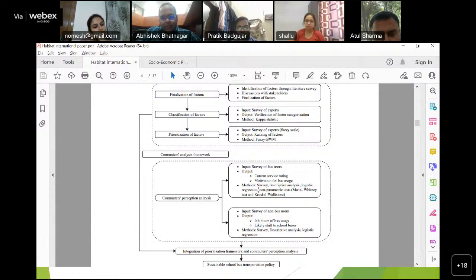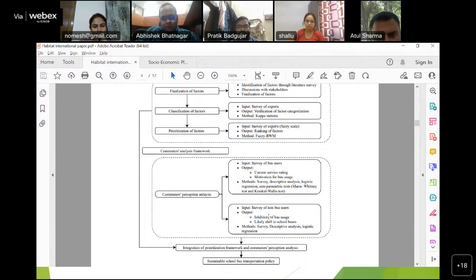And then you can give the methods that you have used, for example survey, descriptive analysis, xyz, whatever it may be. Okay, and then for the non-bus users, my analysis was inhibitors of bus usage and how likely they are to shift to buses based on certain interventions. Okay, so this is built on descriptive analysis, logistic regression, etc.